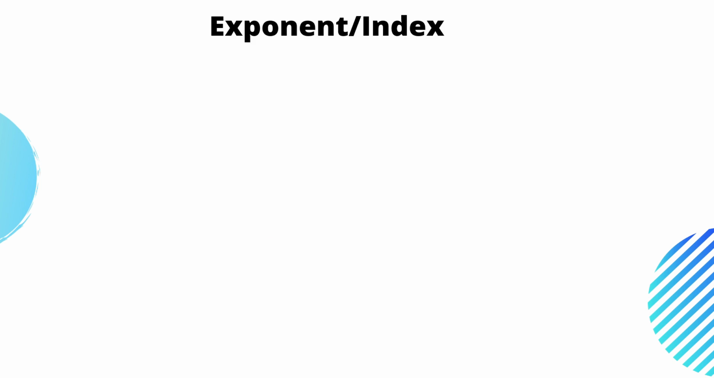Now, what do we mean by exponent or index? It's a basic term. Let us take 10 square. So if we consider 10 square, here 2 is the exponent. Exponent is also known as index, right? And 10 is the base. Let us look into some laws of indices.